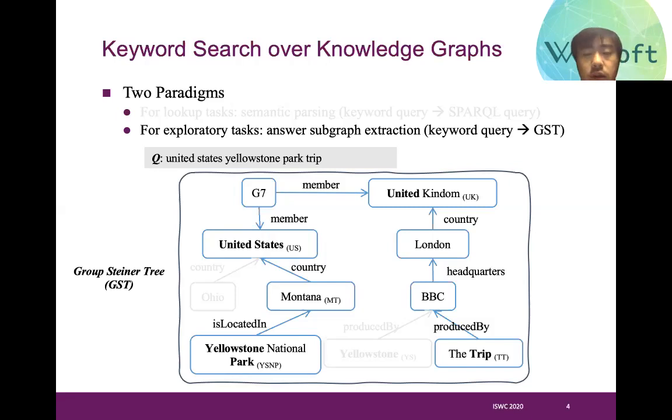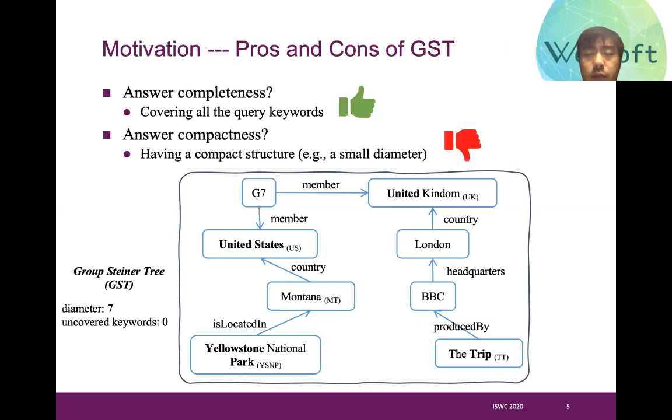This is a kind of standard solution, but GST has both strength and weakness. The strength is that GST is a complete answer because it covers all the query keywords. The weakness is that GST is not a compact answer. It may not have a compact structure that is favored by human users. For example, in this case, this GST is a very long path. Its diameter or its length is actually 7, which is quite large, not good for human users.